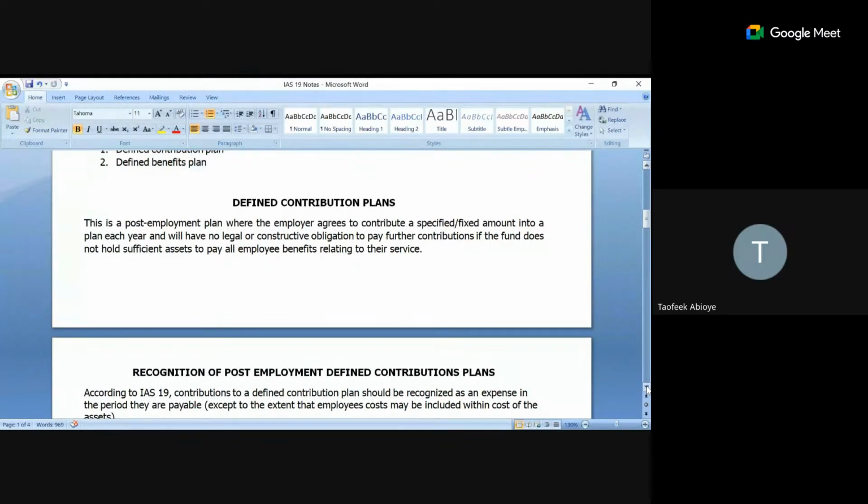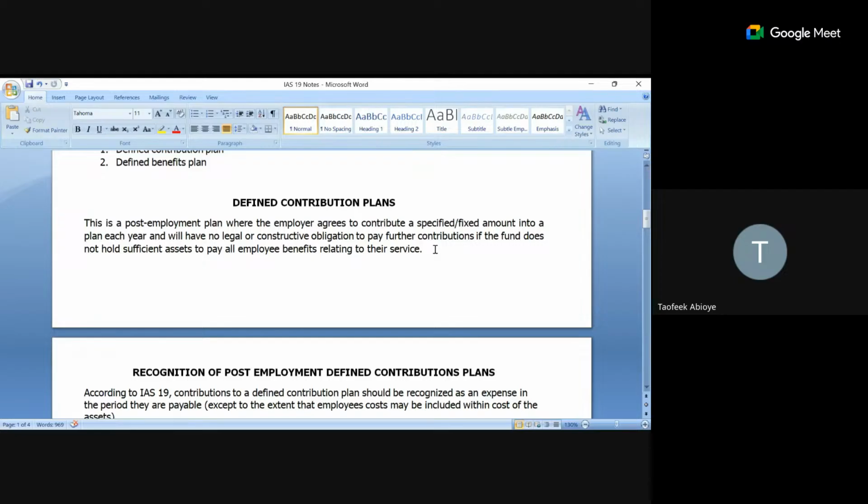Defined contribution plans are post-employment plans where the employer, please, who is the employer? The organization, right, agrees to contribute a specified or fixed amount of money into a plan each year, and has no legal or constructive obligation to pay further contributions if the fund does not hold sufficient assets to pay all employees relating to their service.